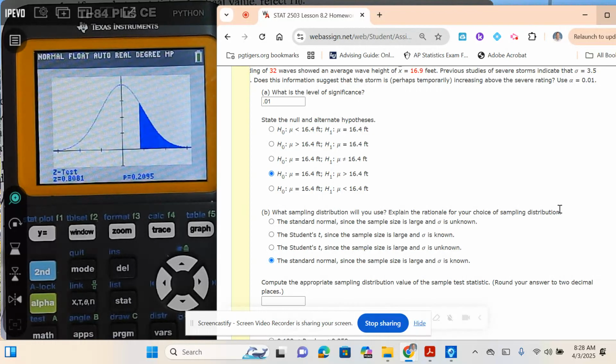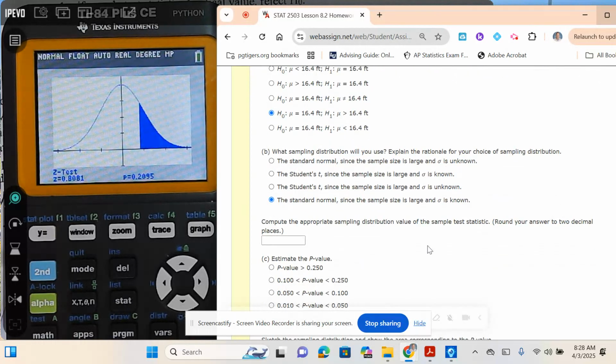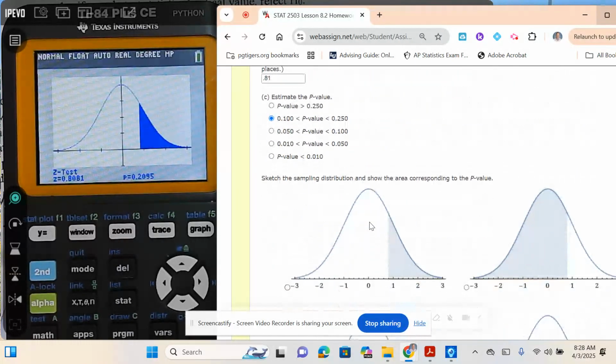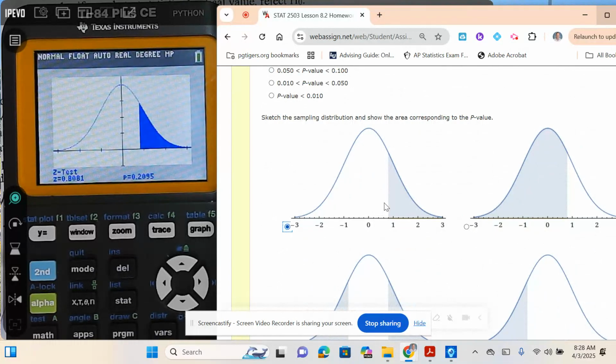So my test statistic is how many? 2 decimal places, so 0.81. My p-value is 0.2095. So that's between 0.1 and 0.250. Sketch the curve, so it's going to look like this one. It's a right tail test.